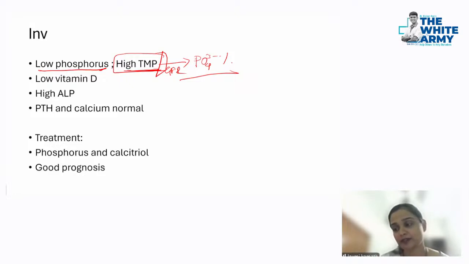And the treatment will be, because there is phosphorus deficiency, you will give phosphorus, and because the active form of vitamin D is less, you will give calcitriol. So overall, this is a good prognosis because it responds very well to our treatment.